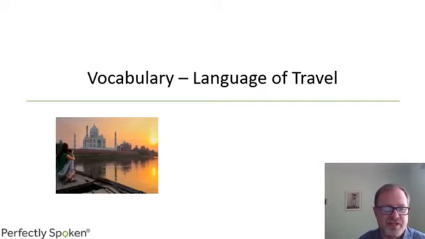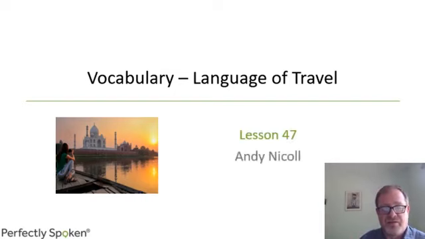Nice, beautiful sunset over the Taj Mahal in Agra in India. Okay, and we'll be looking at words, comparing and contrasting words such as trip, voyage, travel, etc. We'll be looking at other verbs associated with travel, and also adjectives to describe places, destinations, etc.